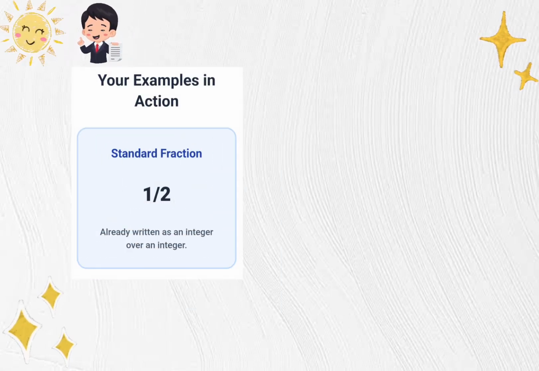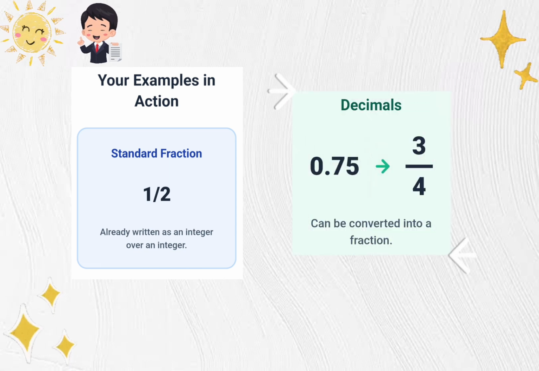So this is my example. Standard fractions, like 1/2, are already written as an integer over an integer. This includes 0.5, which is 3/4, and even 5, which is 5/1, that I just read earlier.